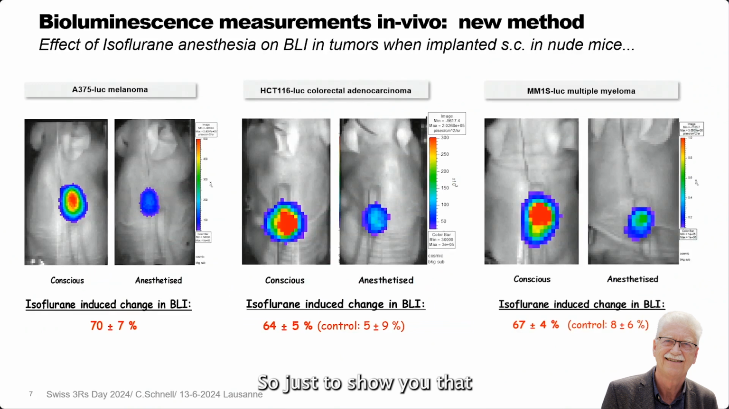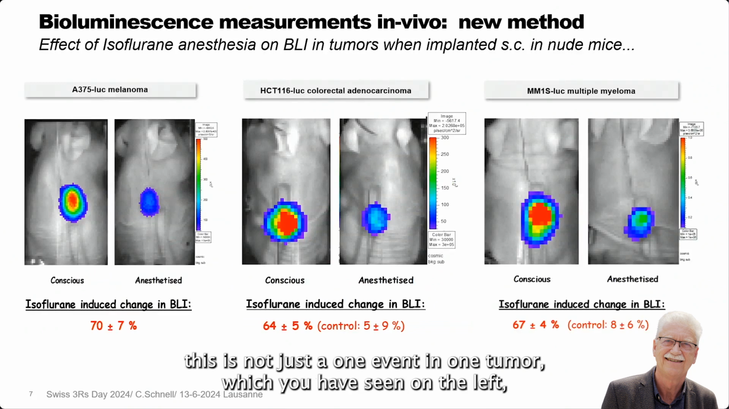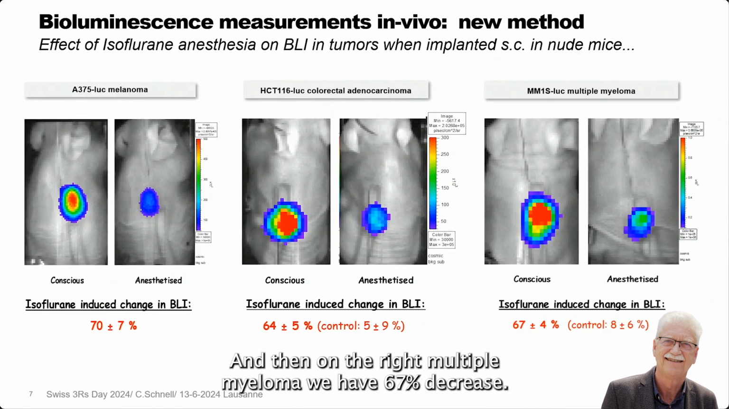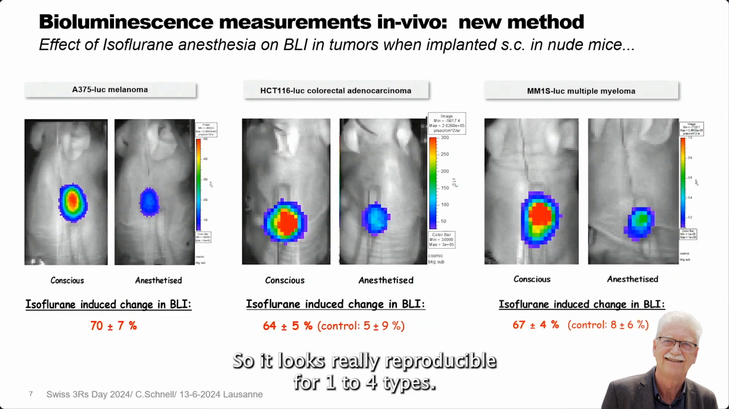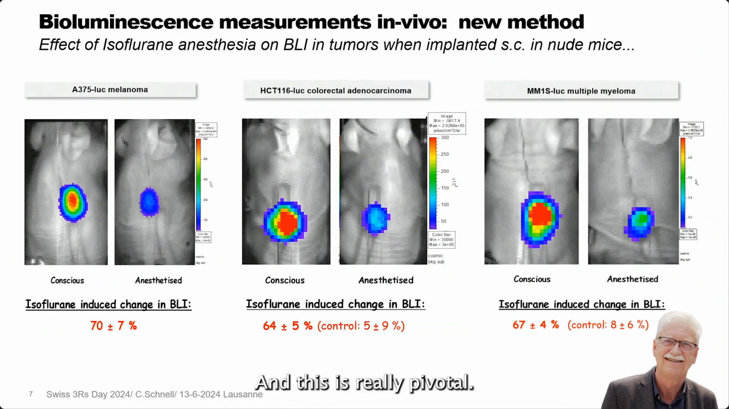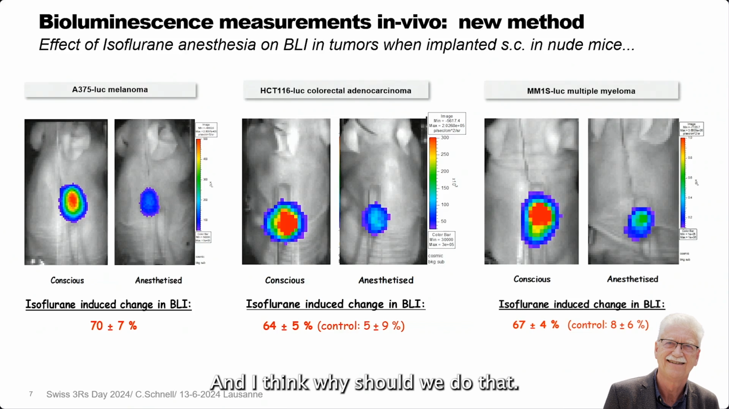So just to show you that this is not just a one event in one tumor, which you have seen on the left, this was a melanoma, but you see we have a colorectal 64% decrease, and then on the right, the multiple myeloma, we have 67% decrease. So it was really reproducible from one tumor type to another that we have around this 60 to 70% decrease in signal, and this is really pivotal.